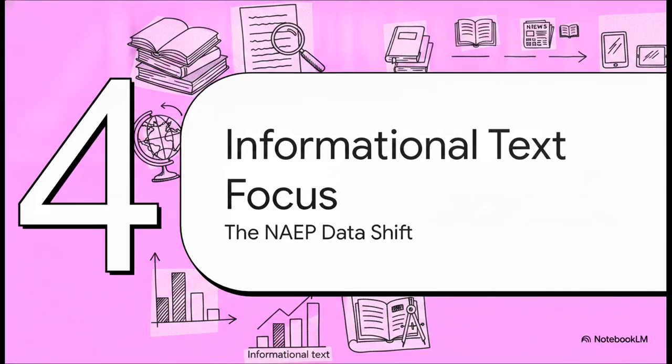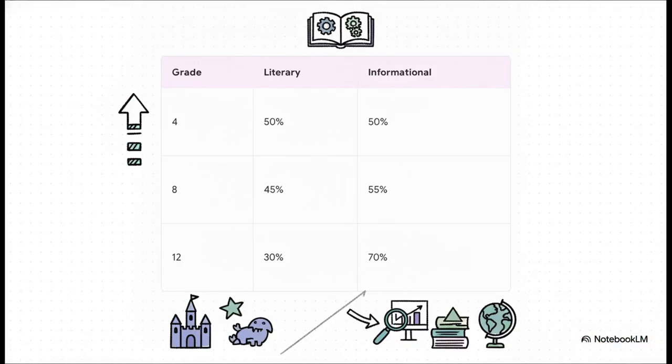Section 4. Focus on informational text. The NAEP data shift. Now, what's really interesting about this is how the standards prepare students for the real world. They mandate a heavy emphasis on informational texts, and that emphasis dramatically increases as students age. This brings us to a major design shift.